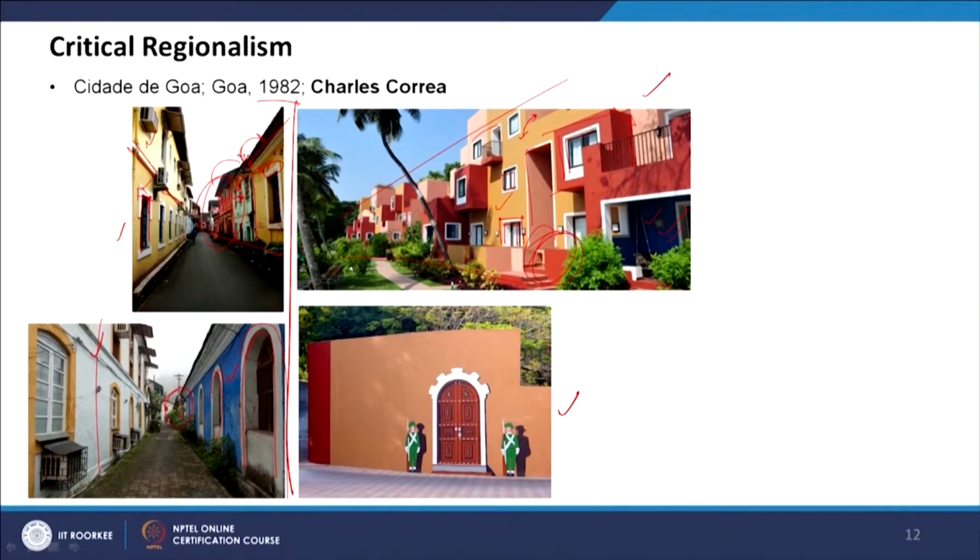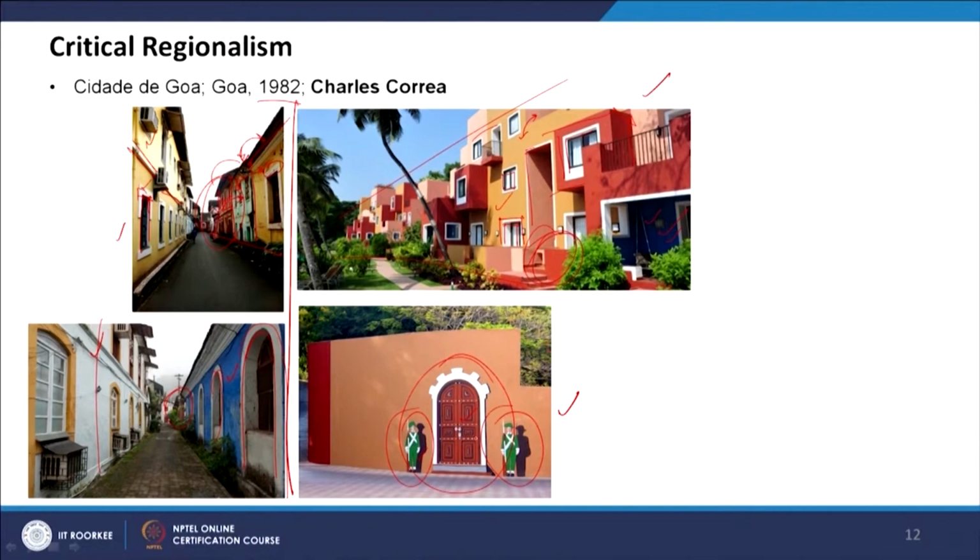Similarly, within the gate also, this is just a painting of how the Portuguese traditional doors with the guards are. So this is just a painting, and this is not a door, this is just a wall treatment. That's why this is a postmodern thing.